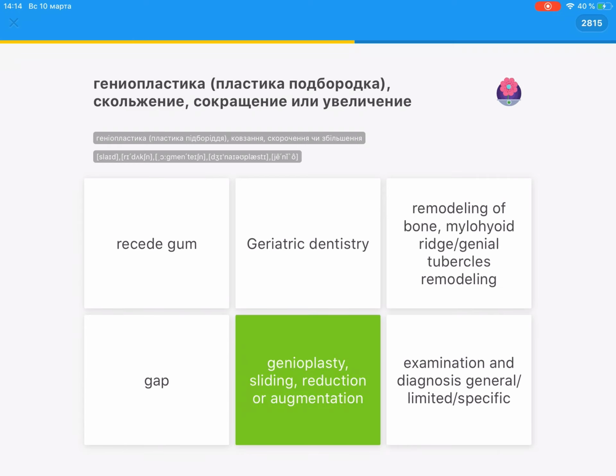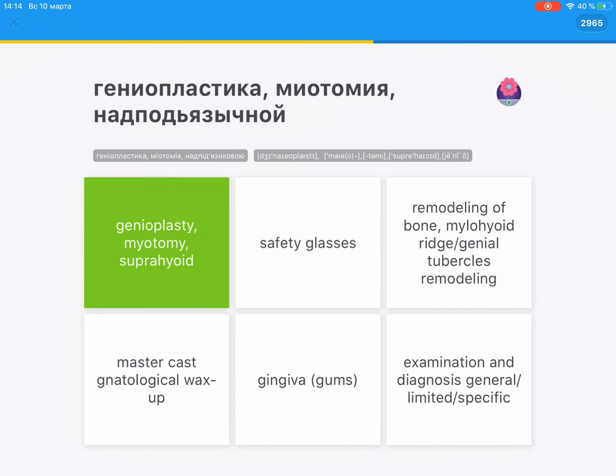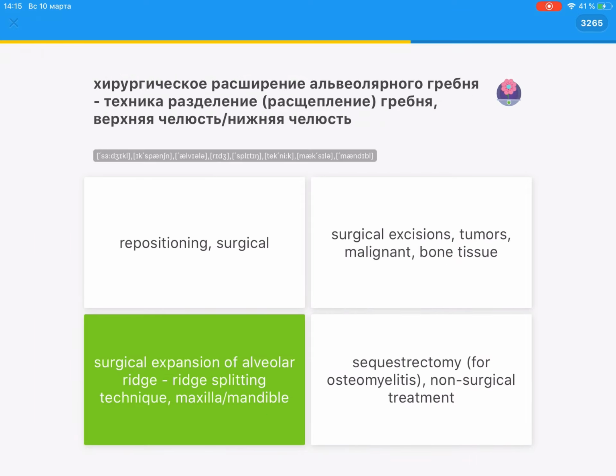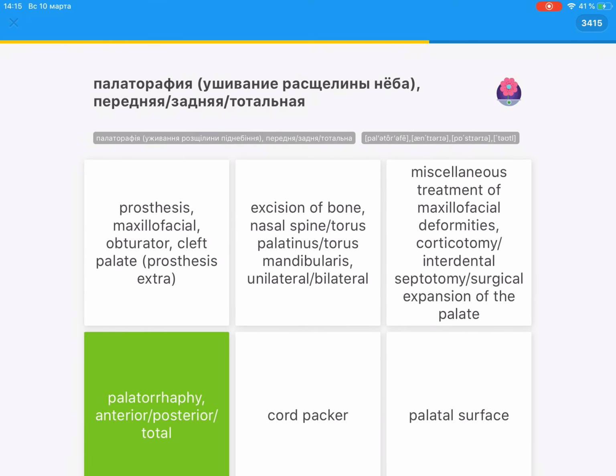Genioplasty, sliding, reduction or augmentation. Genioplasty, myotomy, suprahyoid. Miscellaneous treatment of maxillofacial deformities, corticotomy, interdental septotomy, surgical expansion of the palate. Surgical expansion of alveolar ridge, ridge splitting technique, maxilla, mandible. Palatorrhaphy, anterior, posterior, total.